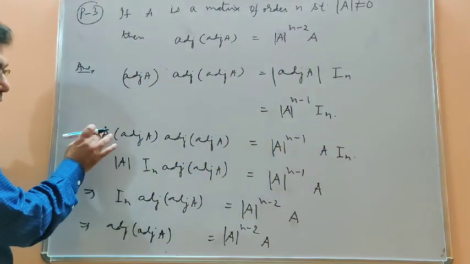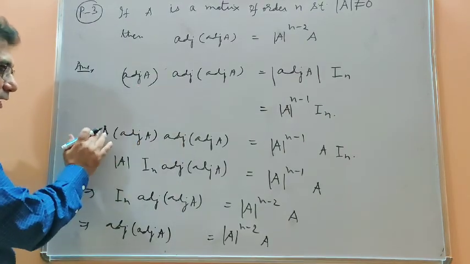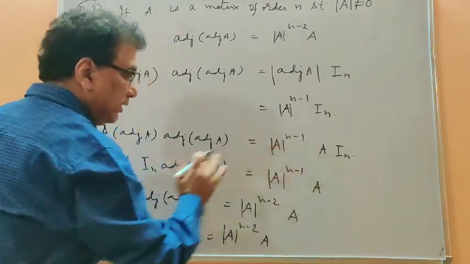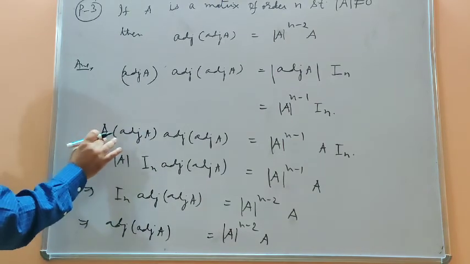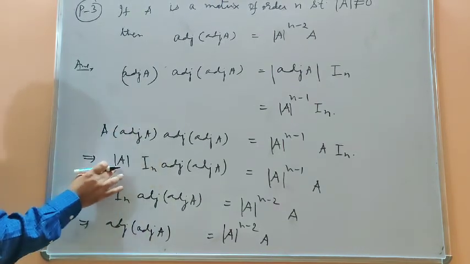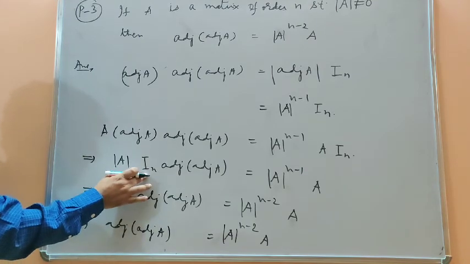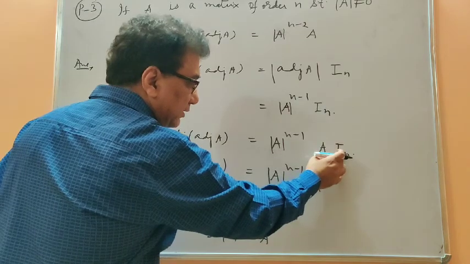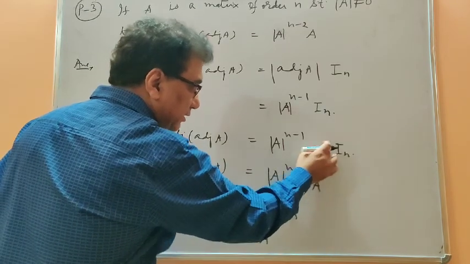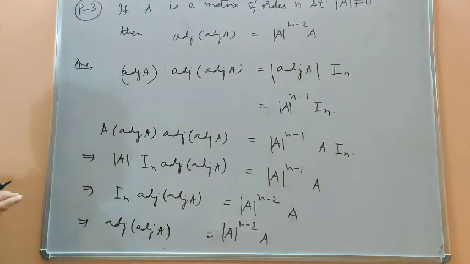So this result we are multiplying by A, both sides. A is the given matrix. Then this result, according to property number 1, this stands for determinant A into unit matrix, and this matrix is here. And when a unit matrix is multiplied by any matrix, the result is the matrix itself. That's why I have written A there.